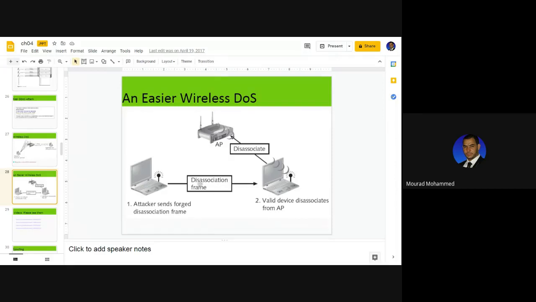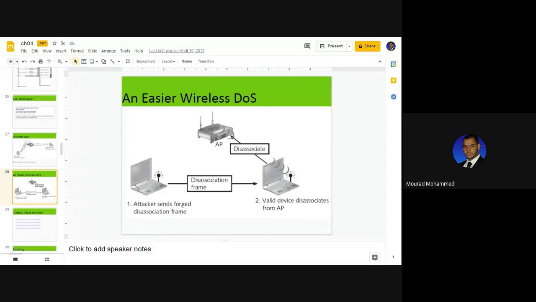And he sends this disassociation frame request to the wireless network device, saying that I want to get disconnected. If I ask you now to disconnect your mobile from the internet, what will you do? You click the icon, and then you choose disconnect. What happens? There is a message sent to the wireless provider to disconnect you. That message is named the disassociation frame.